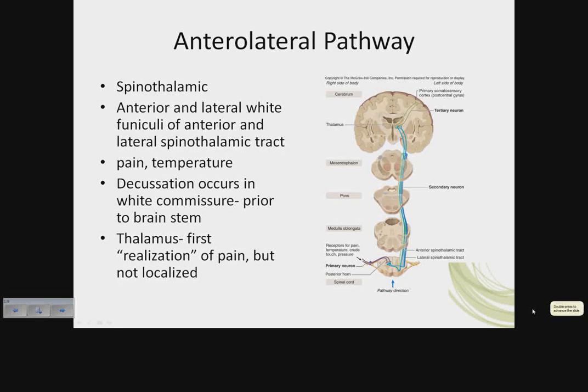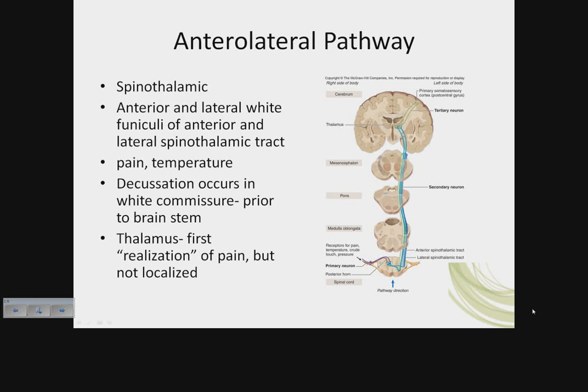Hi class, so it's time to continue on with our anterolateral pathway. And the anterolateral pathway is also known as the spinothalamic pathway. And this is going to consist of anterior and lateral white funiculi. Don't let the word funiculus confuse you. It simply means a collection of axons inside the central nervous system.